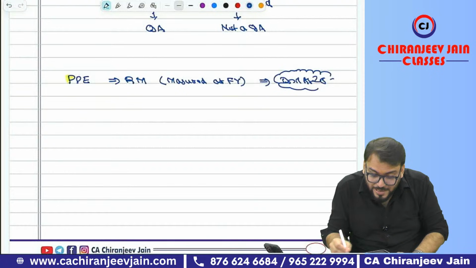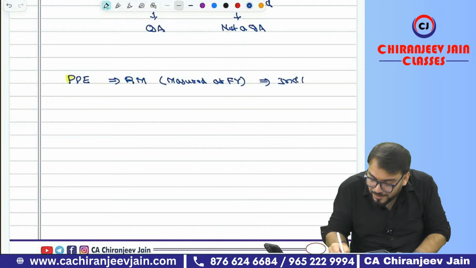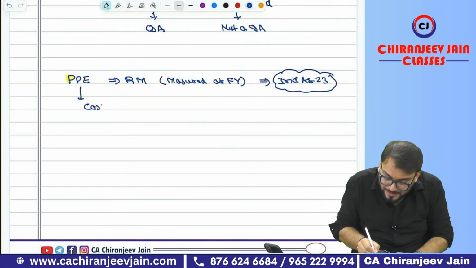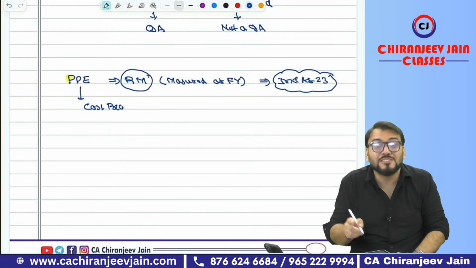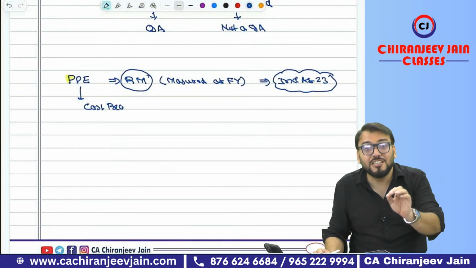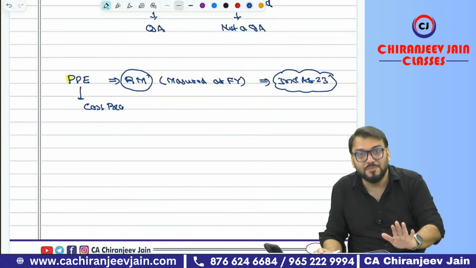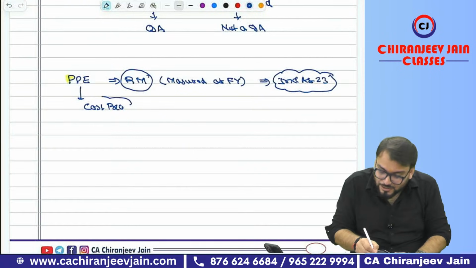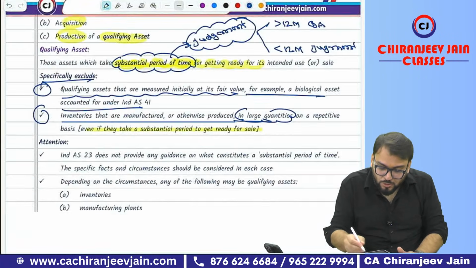Now, those who are saying not applicable have not understood my one point. I said initially measured at fair value. So PPE is initially always measured at cost price only. Even though you have opted for the revaluation model, that is for subsequent measurement. I said any asset which is initially measured at fair value. So a biological asset is initially measured at fair value, therefore it is not a qualifying asset. Understood? But if it is initially measured at cost price, then Ind AS 23 will be applicable. Understood? The doubt is over. These two points, have you understood?